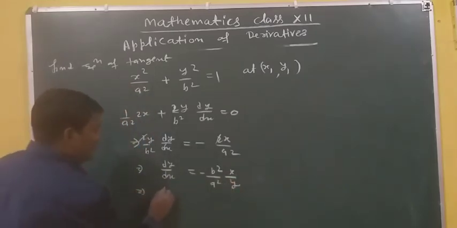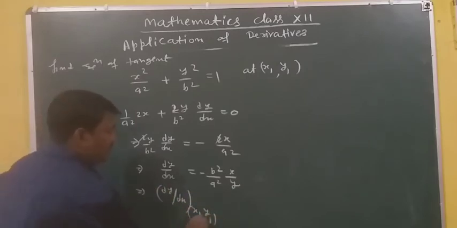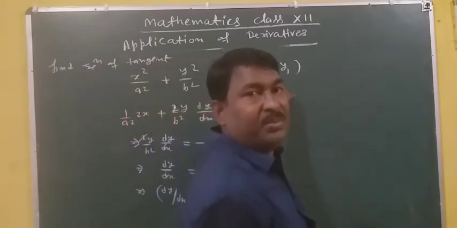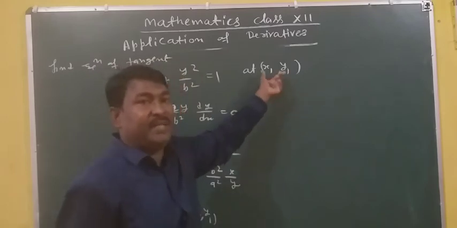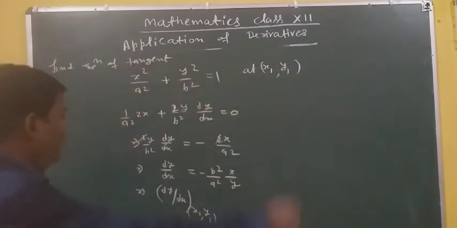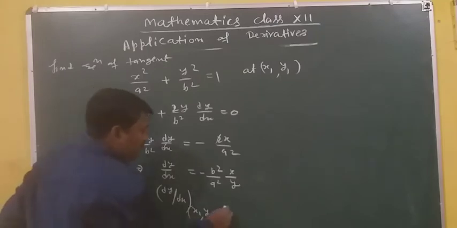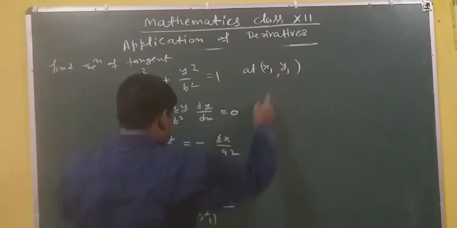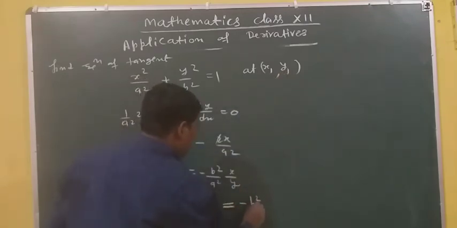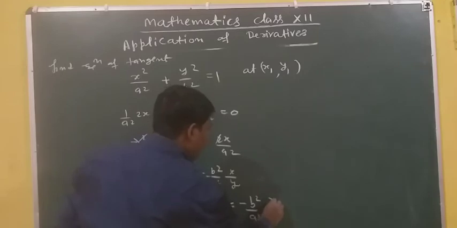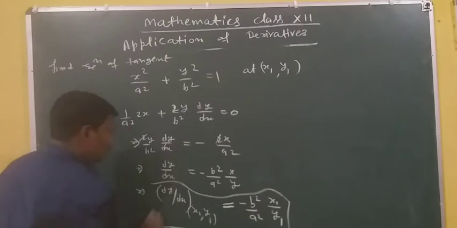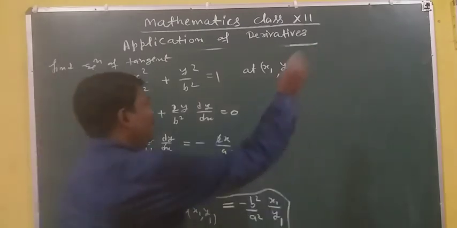So dy by dx at x1 y1: since you have to find the equation of the tangent at that point, you have to calculate the slope at that point. Thus dy by dx at x1 y1 will be equal to, putting x1 in place of x and y1 in place of y, minus b square upon a square, x1 upon y1. So this is the slope of the tangent.